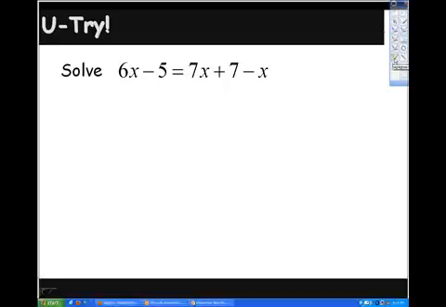All right, I would attack this first by noticing that I have 7x and negative 1x on the same side. So I'm going to go ahead and just combine like terms on this right side. 7x minus 1x is 6x. I have 6x plus 7 over there.